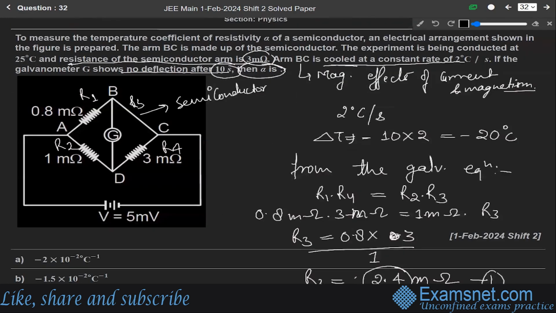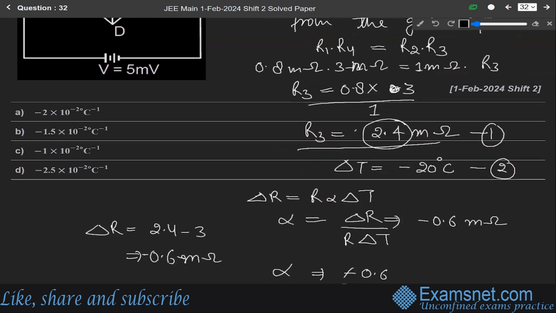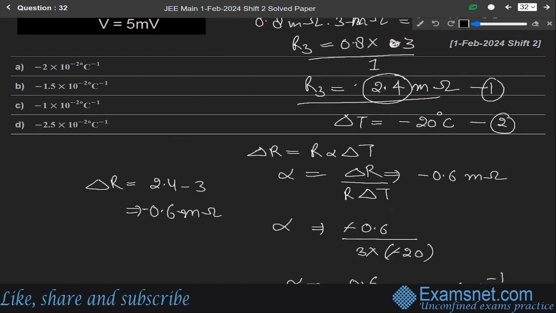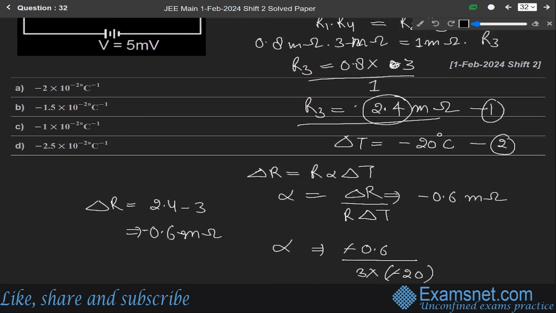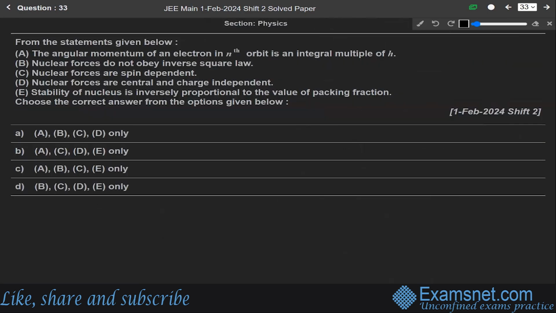So the value of alpha is 10 to the power minus 2. So the correct option is option C, that is minus 1 into 10 to the power minus 2 per degree Celsius. Okay, now the next question is 33.